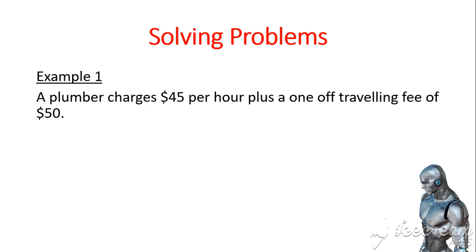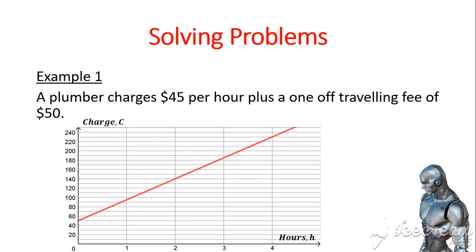A plumber charges $45 per hour plus a one-off travelling fee of $50. Now in a previous video we showed you how to take the sentence and produce a straight line graph. The charge is on the y-axis, how much the plumber charges, and on the x-axis we have the number of hours.